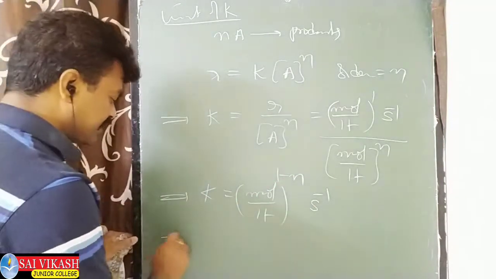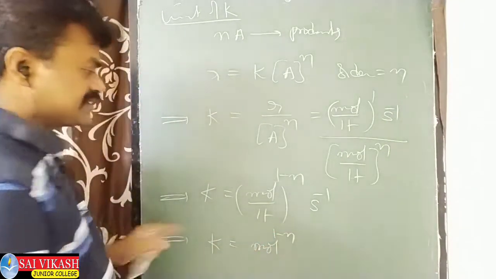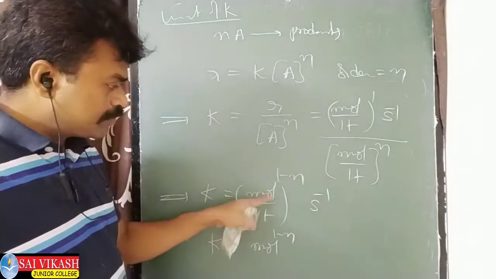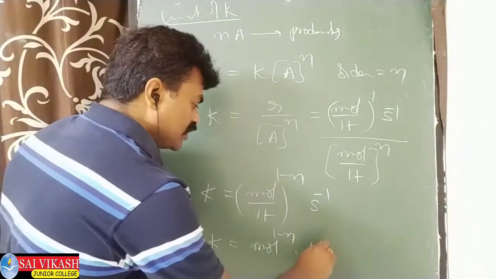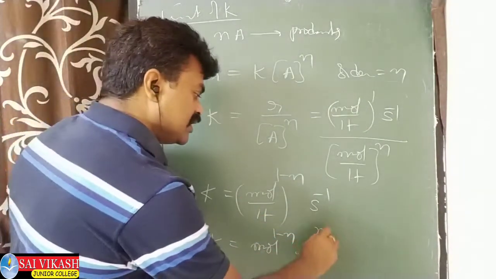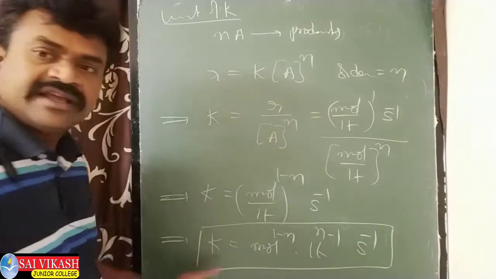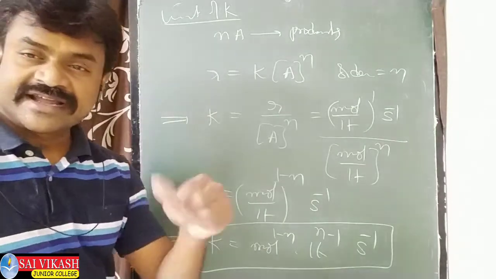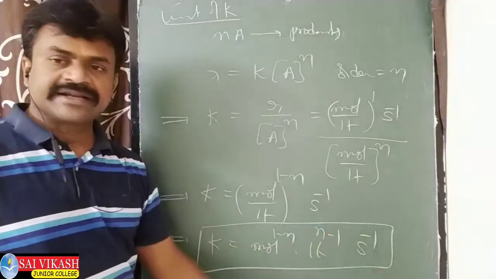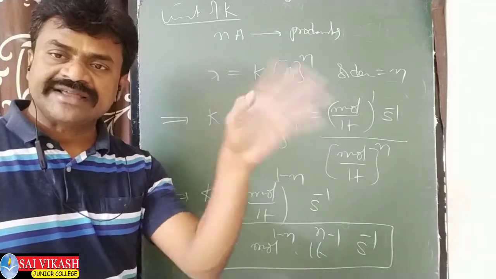So we can write K is equal to mole power 1 minus n. Let us split this value into numerator and denominator. So mole power 1 minus n into liter power divided by liter power 1 minus n. Bringing that up to the numerator, liter power n minus 1, second inverse. Yes, this is the unit of K for nth order: mole power 1 minus n, liter power n minus 1, second inverse. It is the unit of rate constant for the nth order.